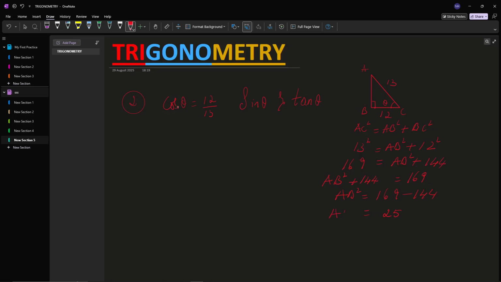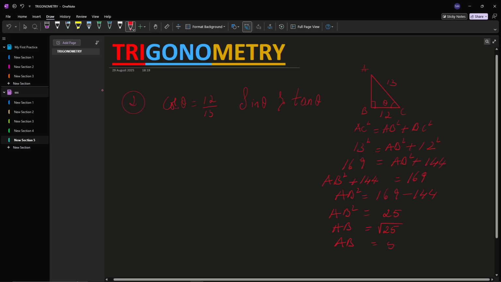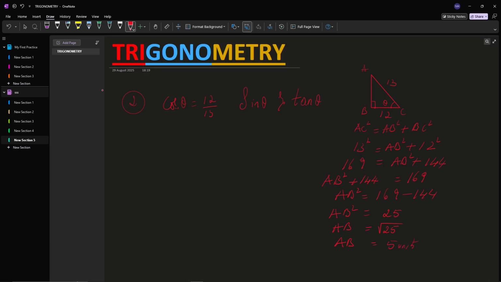Okay, so AB square it is. So next step, AB is equal to, the square is going to be shifted, or you can say squaring both sides. So square root is shifted, so that is 25. So AB value is going to be equal to 5. That means it is 5 units. Now this 5 unit, put in the triangle. So AB value I got as equal to 5 units. Now this is the value which I found out.